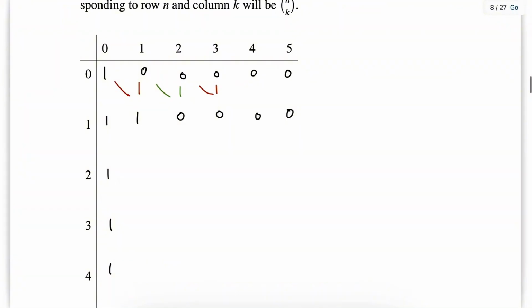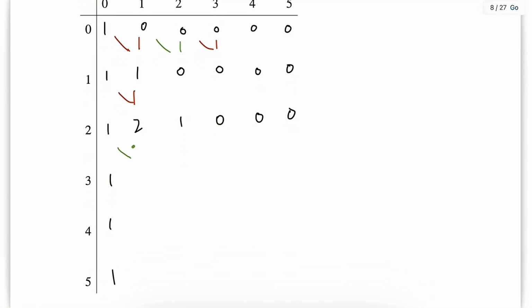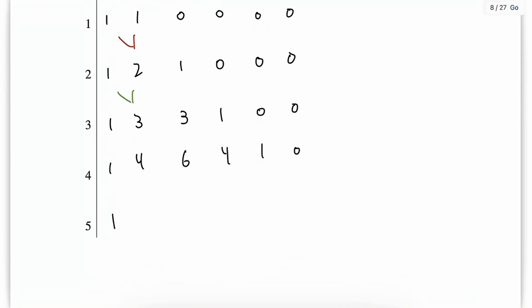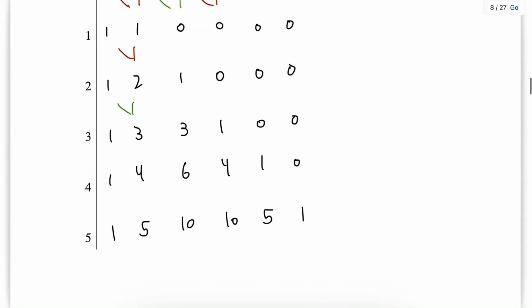0 plus 0, 0. Okay, I'm not going to draw out the arrows for all these zeros, but you get the idea. 1 plus 1, we finally have something larger than 1. 2. 1 plus 0, 1. 0 plus 0, 0. Now we have some bigger numbers. 1 plus 2, 3. 2 plus 1, 3. 1 plus 0, 1. And then it's all zeros. 1 plus 3 is 4. 3 plus 3 is 6. 3 plus 1 is 4. 1 plus 0 is 1. 1 plus 4, 5. 4 plus 6, 10. 6 plus 4, 10. 4 plus 1, 5. 1 plus 0, 1. Okay, not too bad.